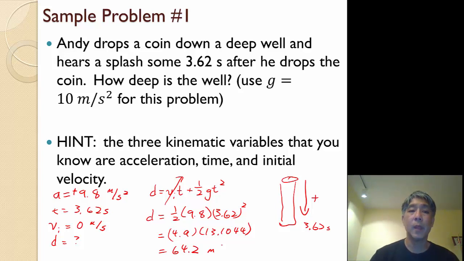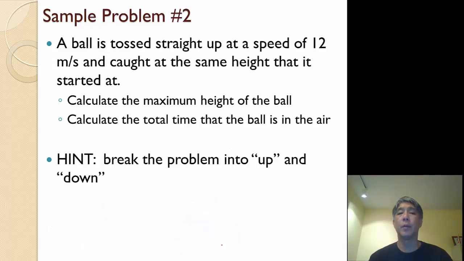So here's sample problem number 2. A ball is tossed straight up at a speed of 12 meters per second and caught at the same height that it started at. Calculate the maximum height of the ball and calculate the total time that the ball is in the air. Try and do this on your own, and we'll talk about this in class next time. Thank you.